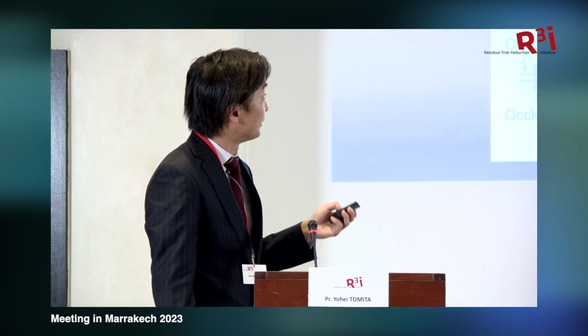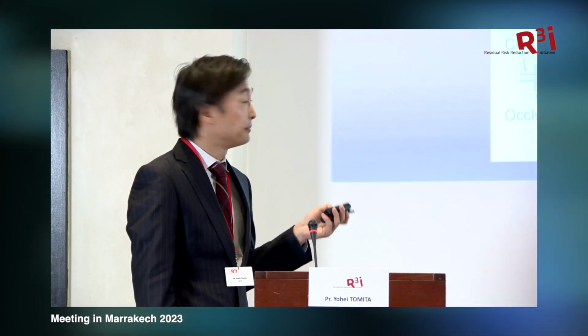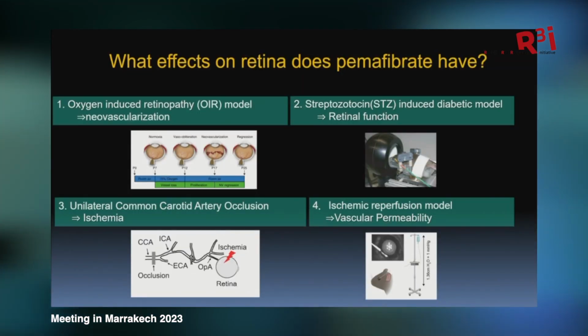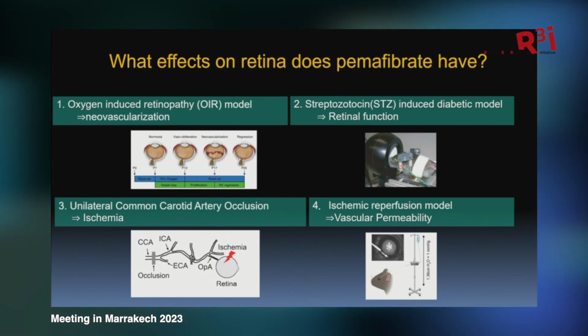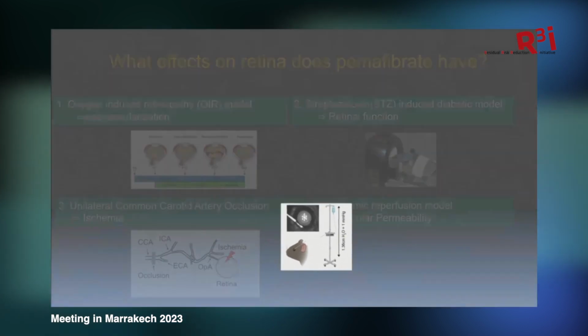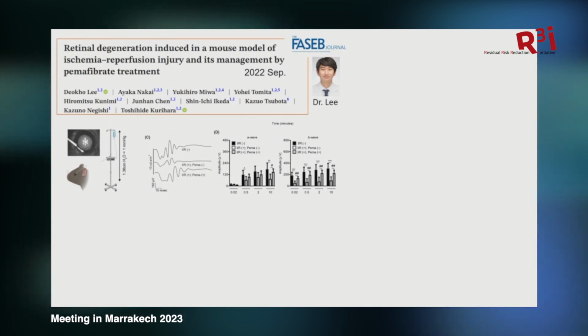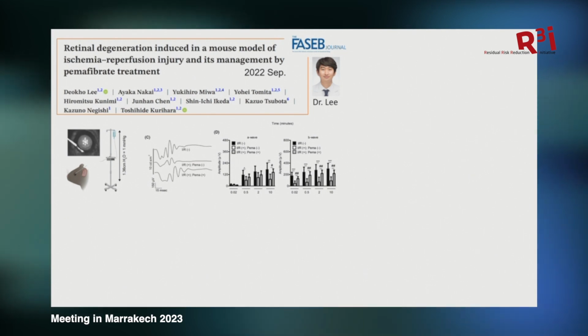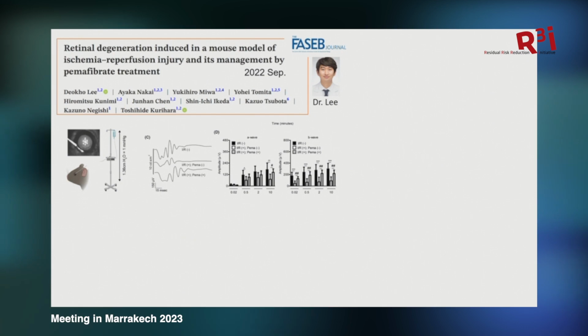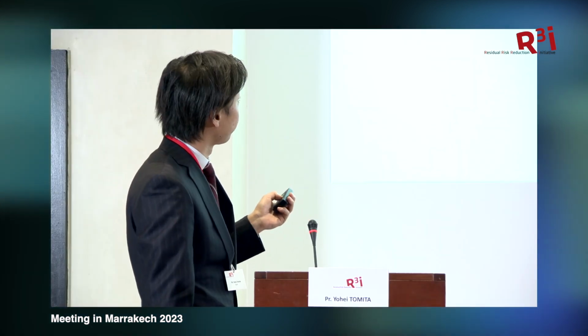So next, the final model, the ischemia reperfusion model. We are focusing on the vascular permeability aspect in this model. This study was almost done by Dr. Lee, who is a PhD student. And we increased the eye pressure up to 100 millimeters of mercury, and it causes vascular leakage in the retina.